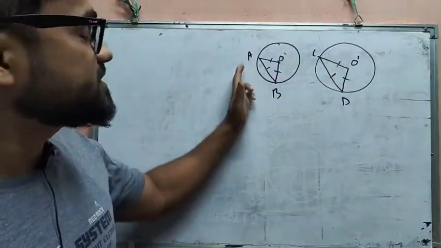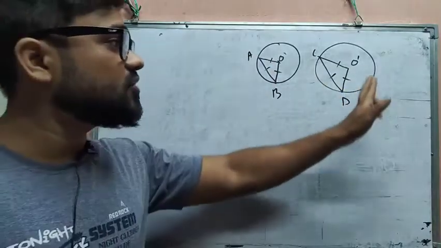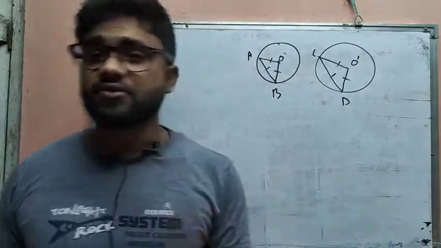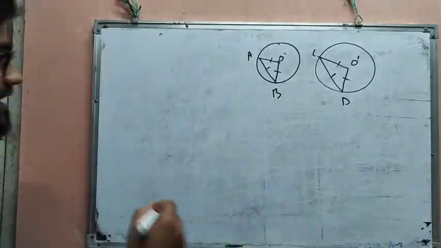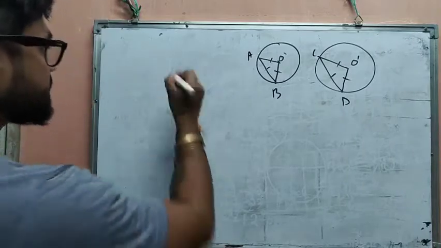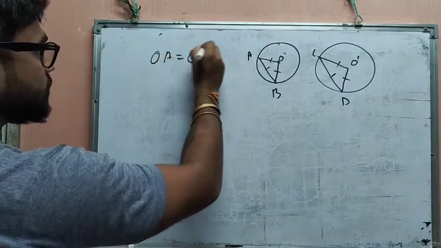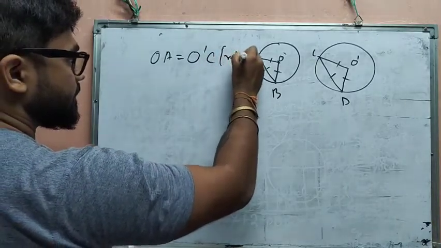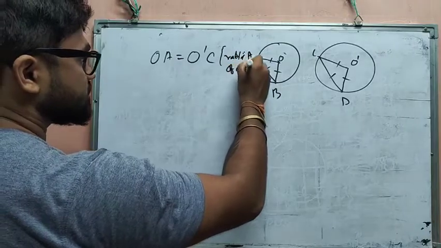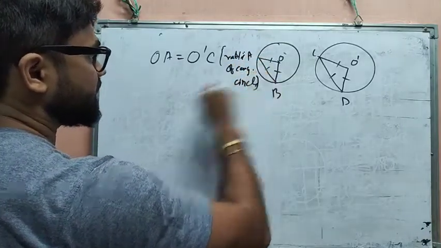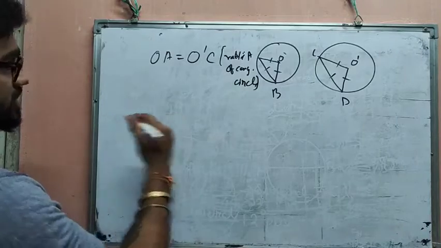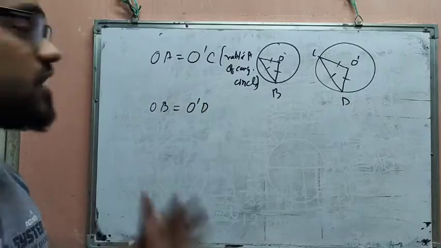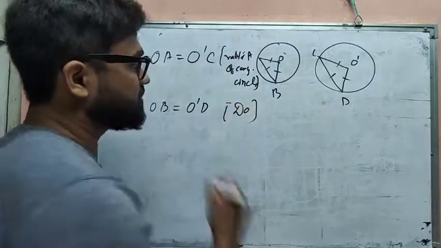So you can say that triangle AOB and triangle CO dash D are congruent by the side rule. So we have to do it like this. See how to do it. OA equals O dash C; you have to write radii of congruent circles. Then you have to write again OB equals O dash D, radii of congruent circles. The criterion is the same.